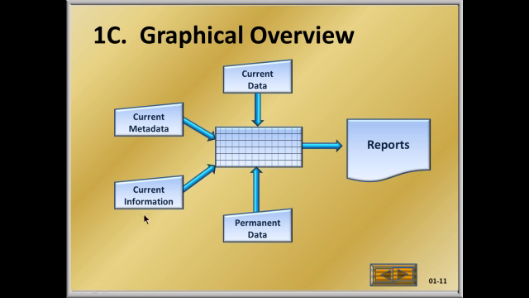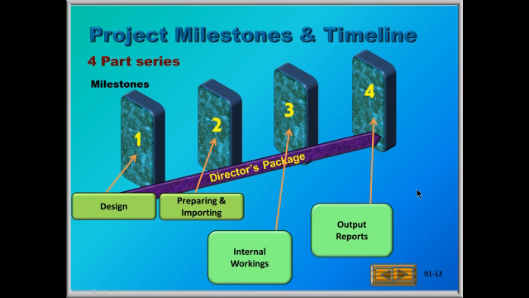Current information could be like the comments between this month's balance sheet and last month's balance sheet, and your explanation for why there have been some changes. And then here at the bottom I show permanent data. This includes your budgets, previous year or previous periods data for comparisons. This all feeds into a working area and comes out here in the form of reports. So looking at the four parts of what we want to cover here, the first part is our design. The second, preparing and importing the data. 3 is the internal workings of our package. And 4, output reports.